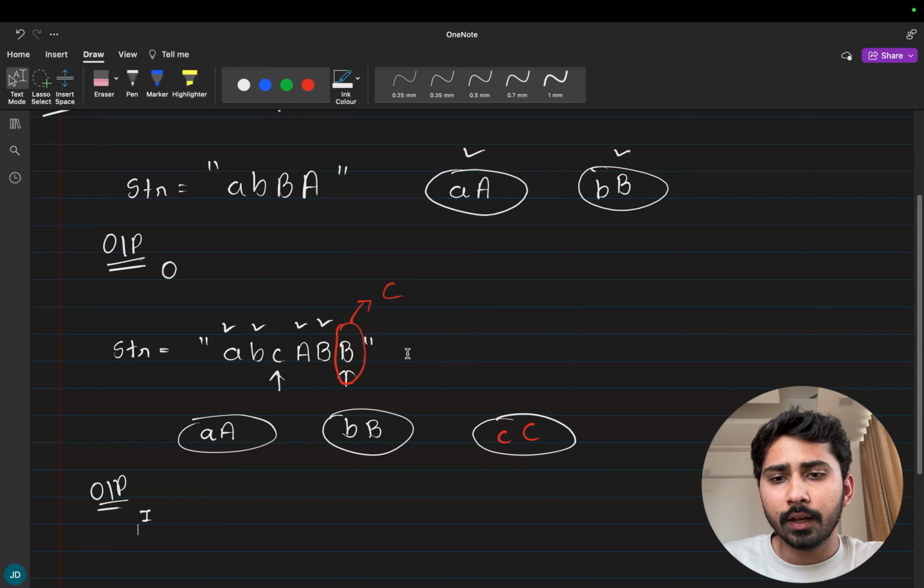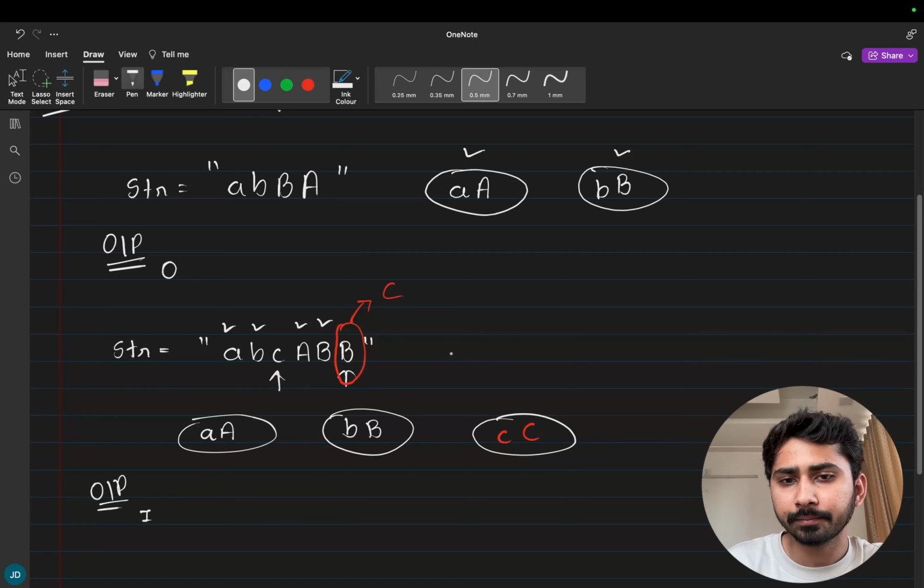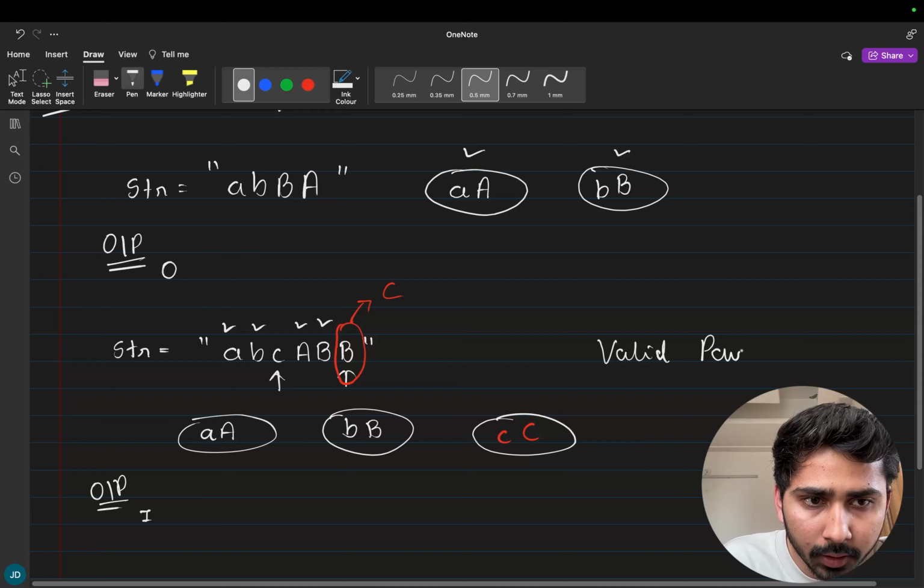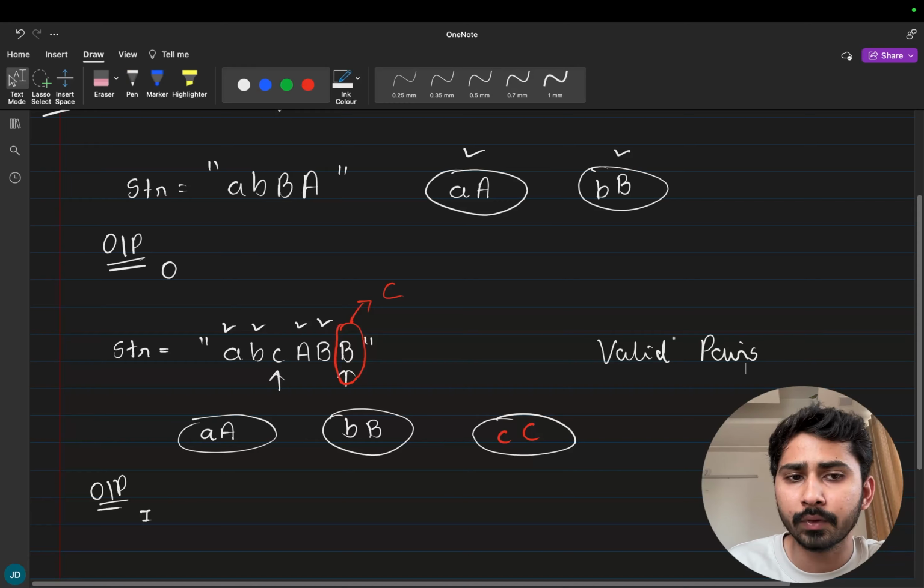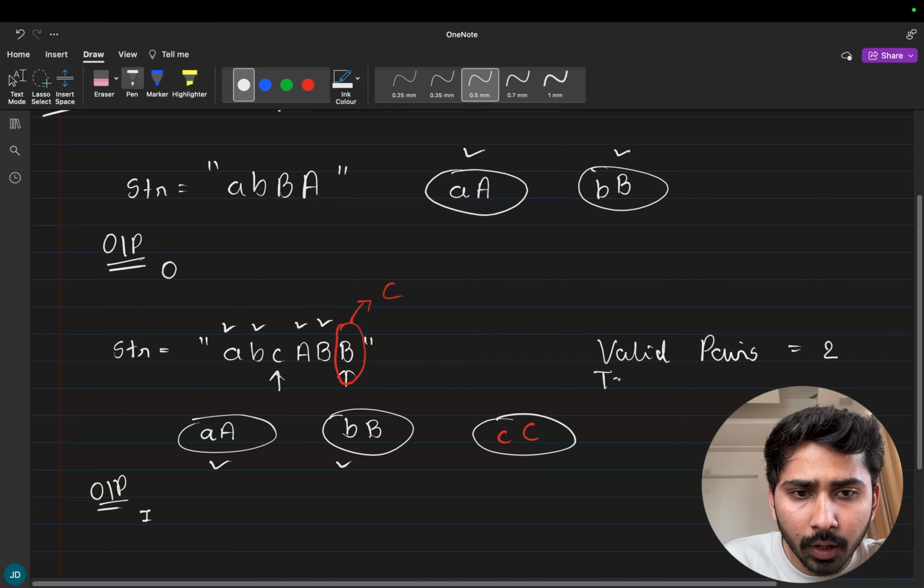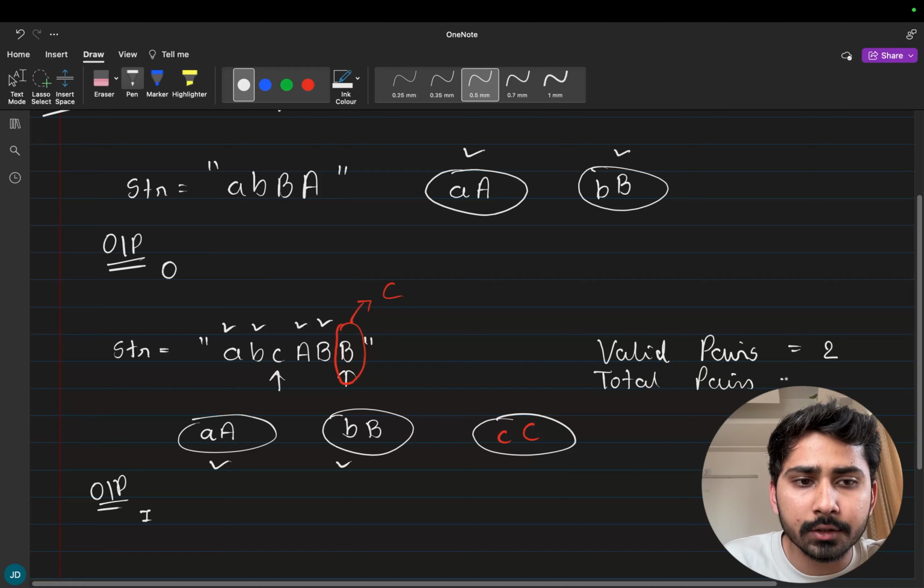Now in this case, what I was trying to do basically was first of all find out how many pairs exist. So I will try to find out the count of valid pairs that already exist in the given string. The count of valid pairs that already existed was 2. Now let's try to find out how many total pairs can we form with the given string.